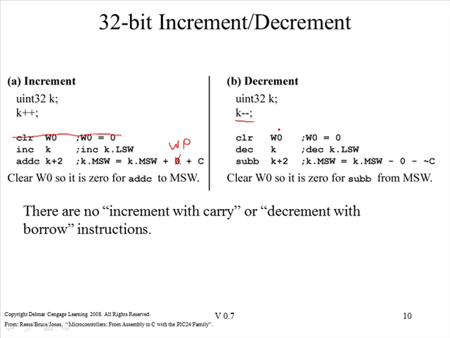The decrement operation here is going to be essentially the same approach. We're going to clear W0 first. We're going to decrement the least significant word of k and write that result back to k. Then we're going to do a subtract with borrow on the most significant word. That's going to take the borrow that was produced by this decrement instruction and subtract it from the most significant word. By clearing W0, we'll also make sure that W0 has a 0 in it.